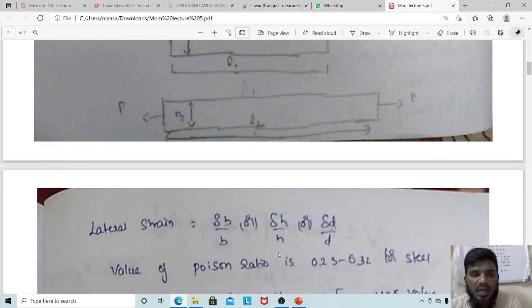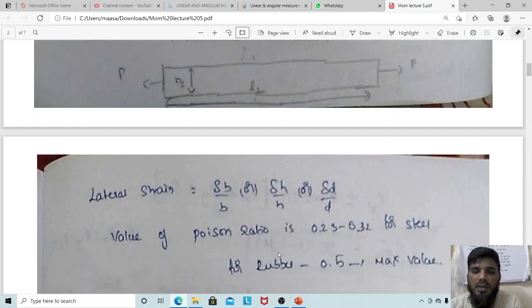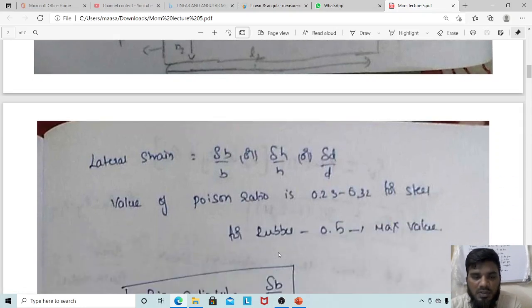Generally the lateral strain may be delta B by B, delta H by H or delta D by D. Because of this change in breadth, height or diameter, there will be an increase in the length, which is the longitudinal strain. The value of Poisson's ratio for mild steel or steel is in the range of 0.23 to 0.32, and the maximum value of Poisson's ratio is 0.5. That maximum value is obtained for rubber.